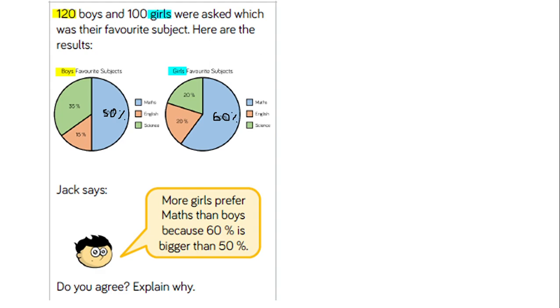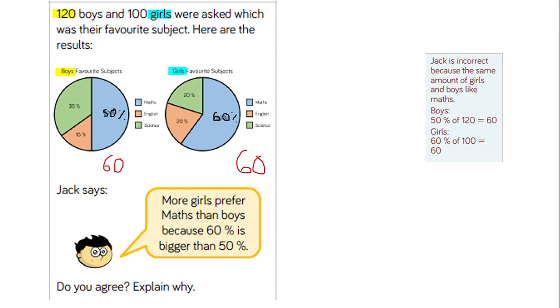Well, hopefully you disagree with Jack. Okay, Jack's just looking at the pie chart. He's not thinking about the whole of the people surveyed, and the wholes are different, aren't they? So, as I'd already noticed, 50% of 120 is 60 children. So 60 boys like maths best, and 60% of 100 is 60. And actually 60 girls like maths best. So actually he was incorrect because both of them like maths the same. That didn't make sense. You know what I mean?